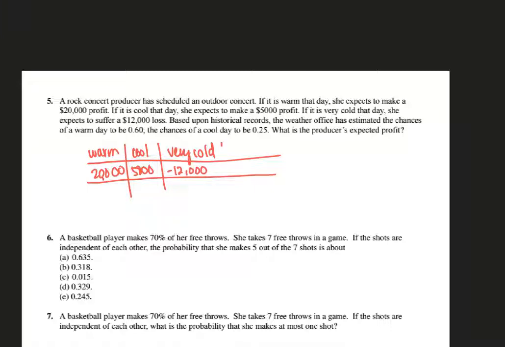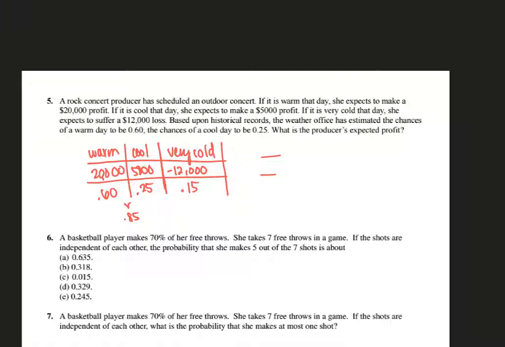And it says, based upon historical records, the weather office has estimated chances of a warm day to be 0.60, cool day to be 0.25. So what we need to do is figure out what is the probability of a very cold day, assuming that those are the only options. Well, these two together is 0.85. We remember that the probabilities need to add to 1, which means this last probability has to be 0.15.